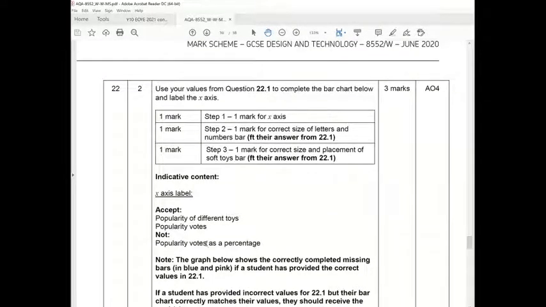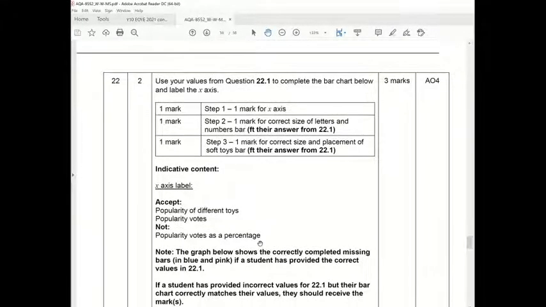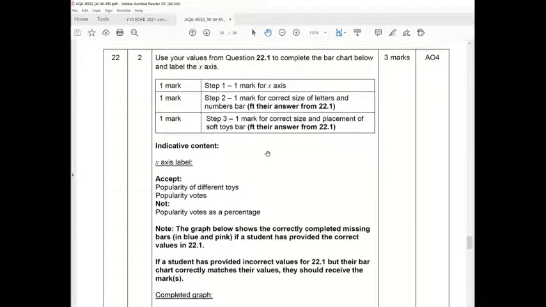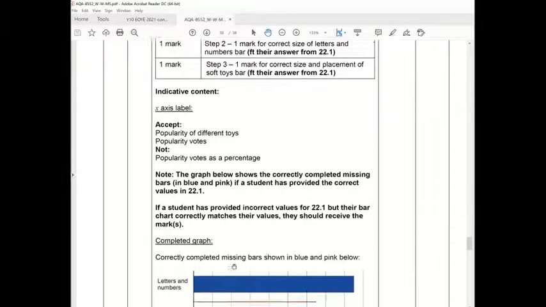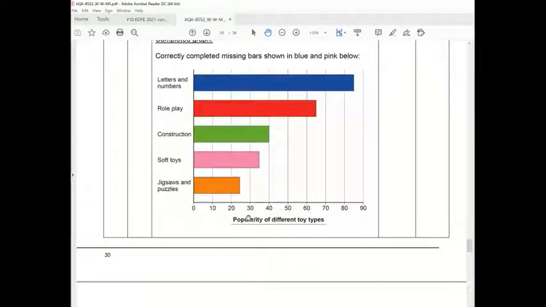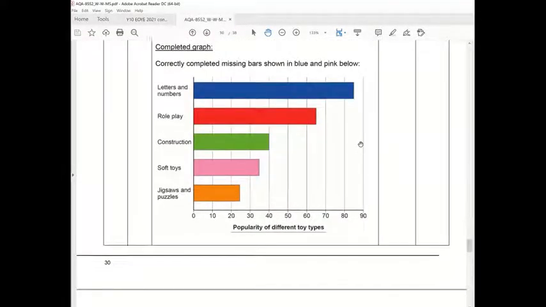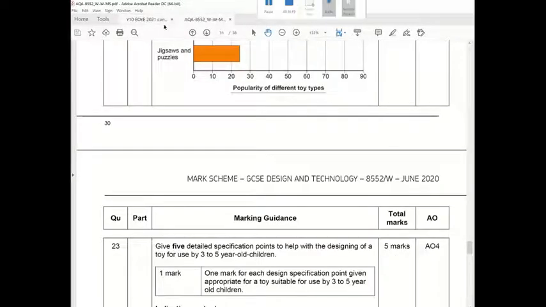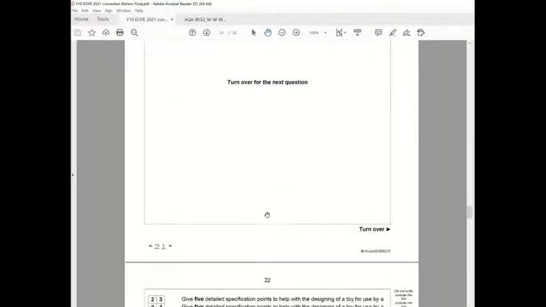Not popularity of votes as a percentage. Okay? So if you wrote percentage, I think it was James did, you got it wrong. It's just popularity of votes along that x-axis, and here it is, popularity of different votes. Okay, there we go.